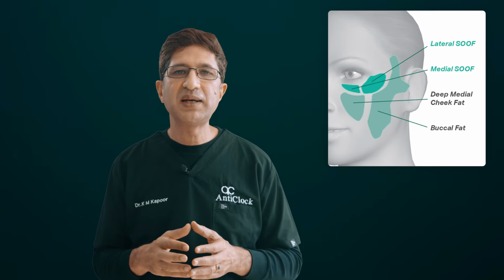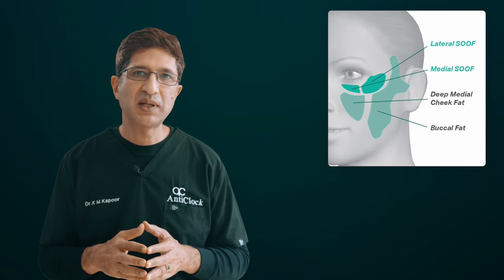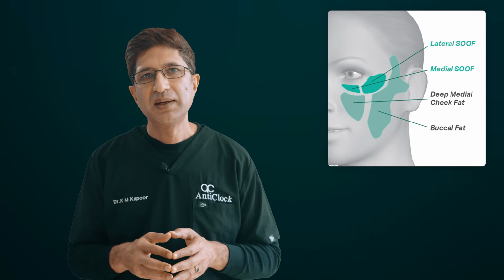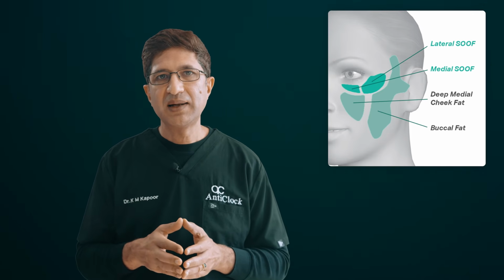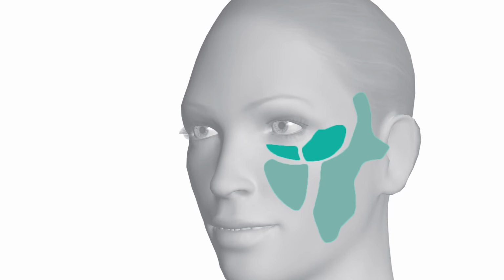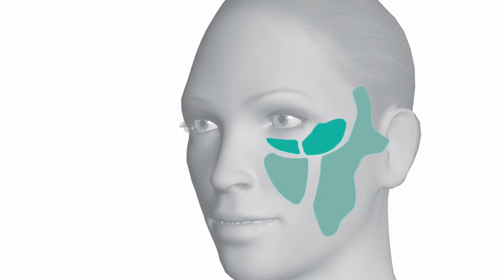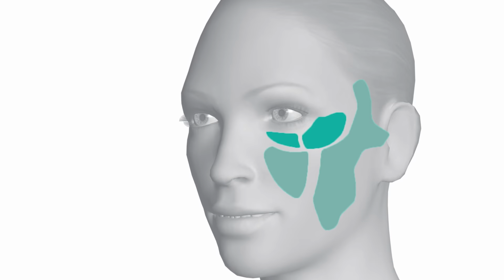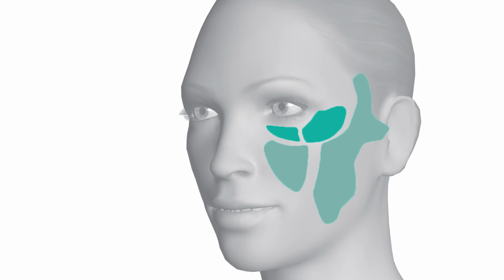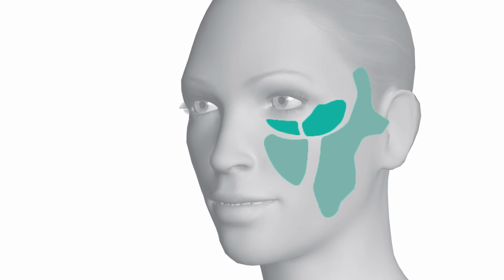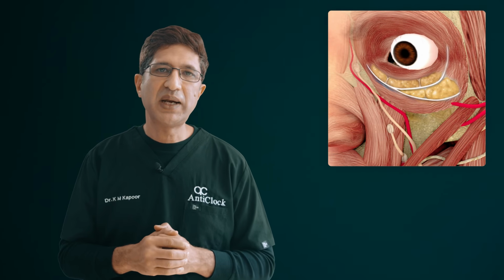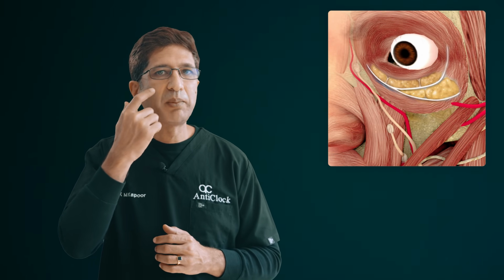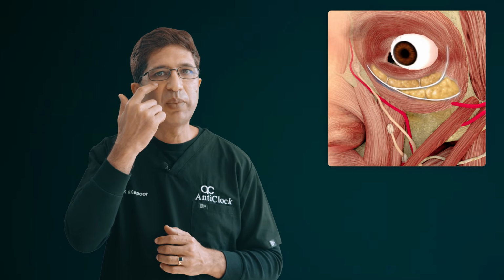Another important fat compartment is SOOF, which is located beneath the orbicularis oculi muscle around the eye area. It has two parts, medial and lateral. The medial SOOF lies caudal to orbicularis retaining ligament and under the orbicularis oculi muscle. It extends from medial limbus to the outer canthus. The zygomatic cutaneous ligament separates the medial SOOF from the deep medial cheek fat pad.